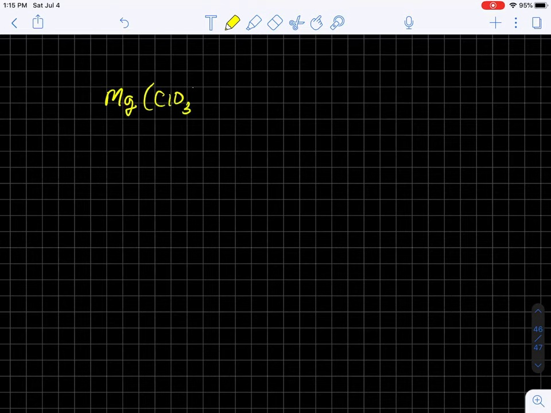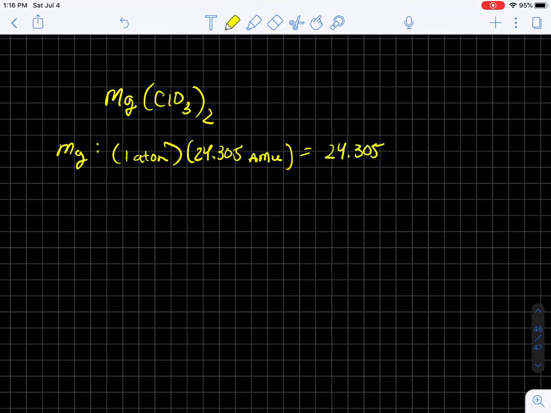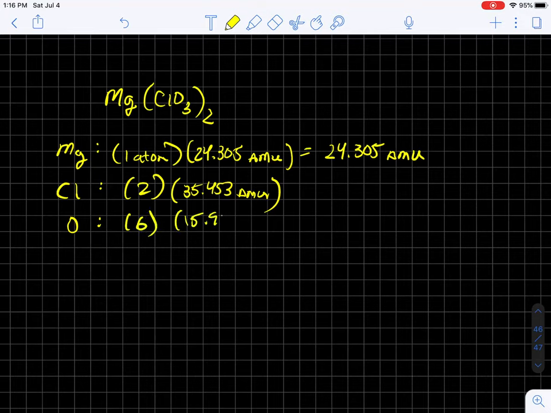All right, so suppose we have to look up the mass of magnesium chlorate. So what I'm going to do is I'm going to find the mass of magnesium. I have one atom of magnesium, and I'm going to multiply that by the mass, which is 24.305, if you look that up on your periodic table. So we'll write AMU here because that's the mass of one atom. Chlorine, however, we're going to multiply by 2 because there's two chlorine atoms in that formula, and that's 35.453 when we look up that mass. And then for oxygen, we got 2 times 3 oxygens, so 6 oxygens, 15.999 AMU. All right, so now we're going to add everything up, and then we're going to apply sig figs.